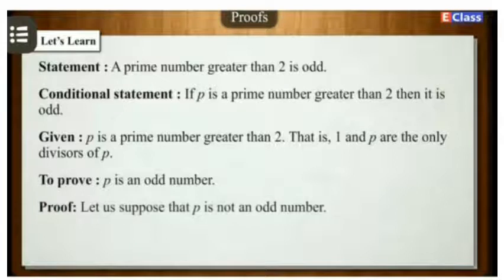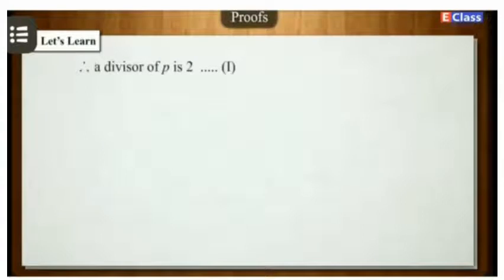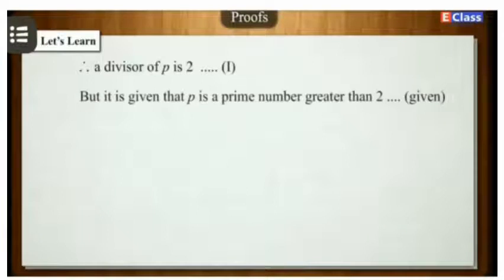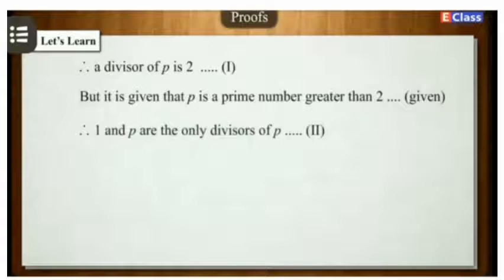Proof: Let us suppose that P is not an odd number. So, P is an even number. Therefore, a divisor of P is 2. Let us mark this as statement 1. But it is given that P is a prime number greater than 2. Therefore, 1 and P are the only divisors of P. Let us mark this as statement 2.